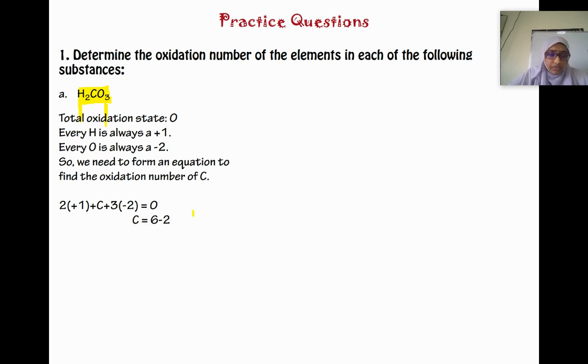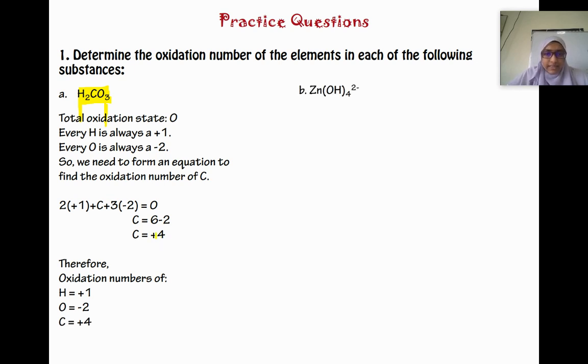So if we solve for carbon, you'll get carbon is equal to 6 minus 2, which is a plus 4. All right. Therefore, the oxidation number of hydrogen is a plus 1, oxygen is minus 2, and each carbon is a plus 4. All right.